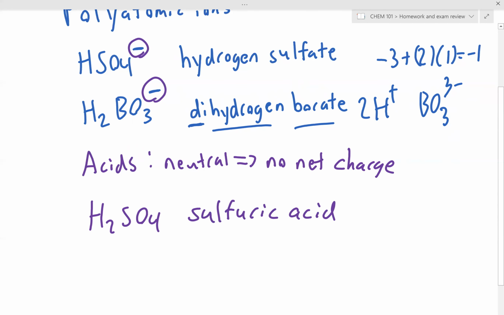Does that make sense? Okay. So, for example, if you were to, on an exam, have H2SO4 without the charge, you would just have to be like, okay, that's acid. Whereas the polyatomic ion has that charge, or there's a corresponding metal ion.